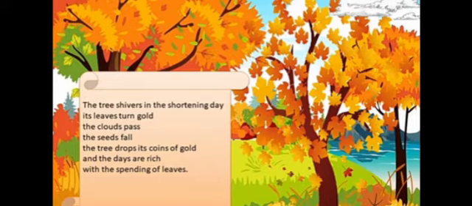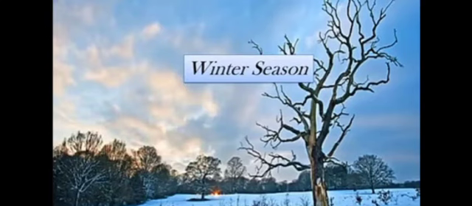So, in this stanza, the poet tells us that the tree's leaves turn golden, and autumn is the time when they shed their leaves and their seeds, and explains to us beautifully by using the literary devices.